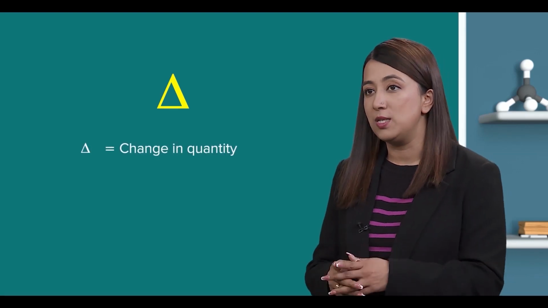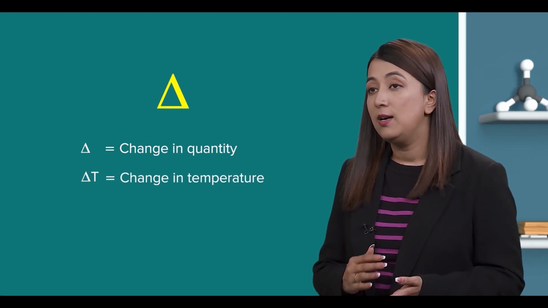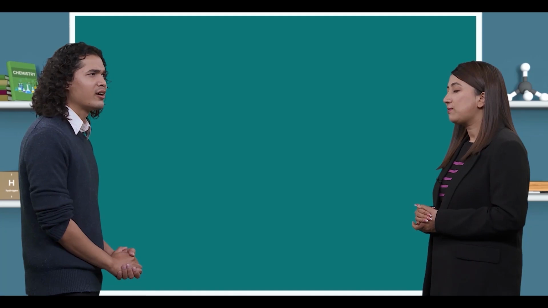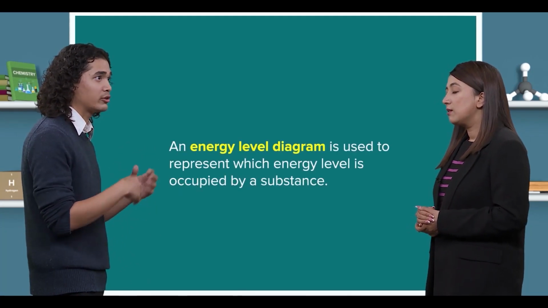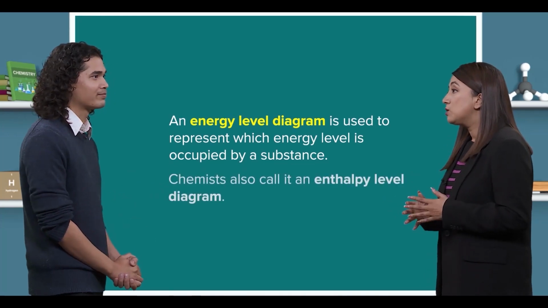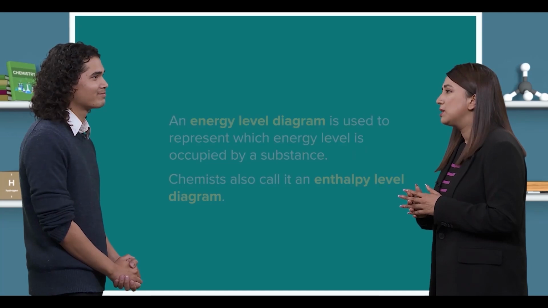Yes, definitely. The triangle-shaped symbol is the uppercase Greek letter delta. It measures the change in quantity. For example, delta T means a change in temperature and delta H means a change in enthalpy. Understood. I also remember that we use an energy level diagram to represent which energy level is occupied by a substance. Correct. Chemists also call it an enthalpy level diagram. Let me show you how it's made.